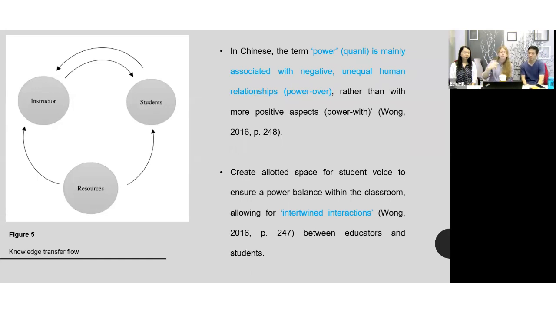It's also about the students teaching the lecturer. It's also about the lecturer engaging with the resources. It's about the students engaging with the resources. So it becomes more of a dynamic classroom.